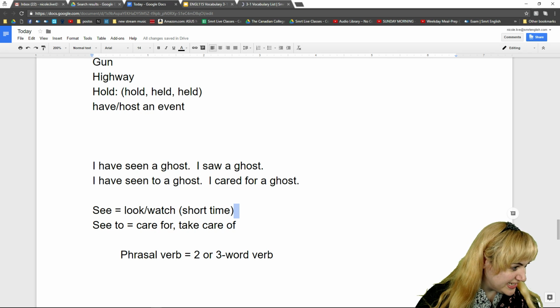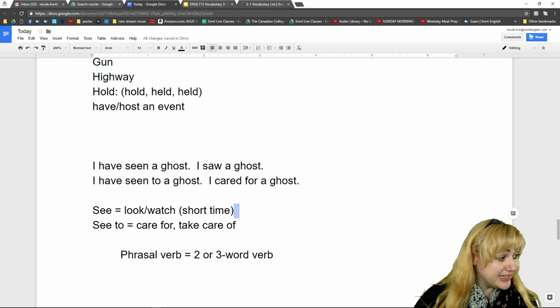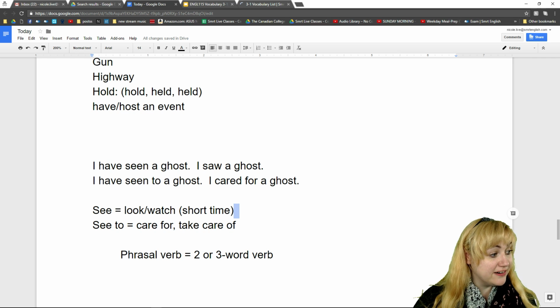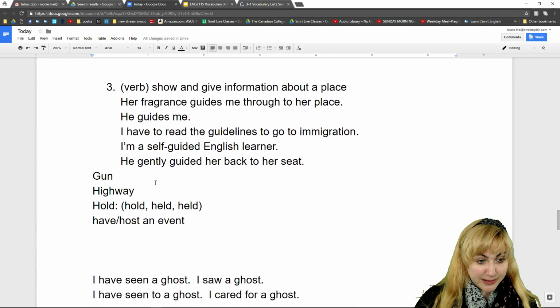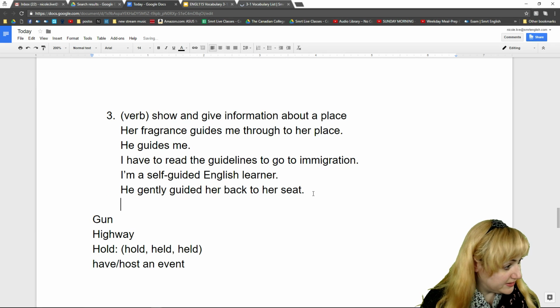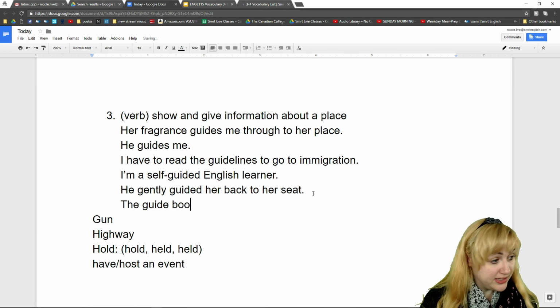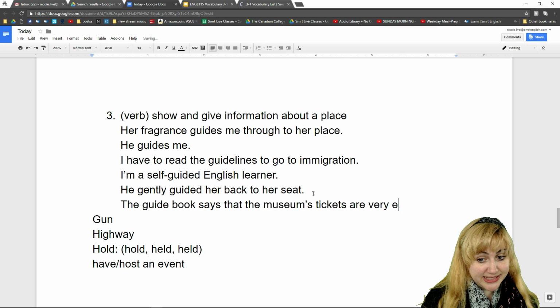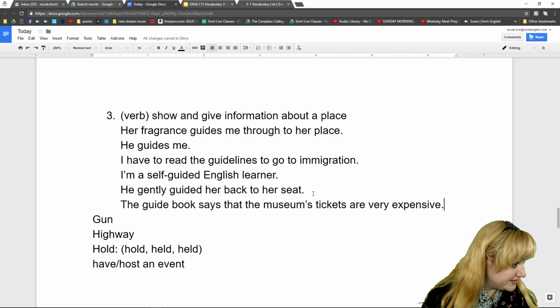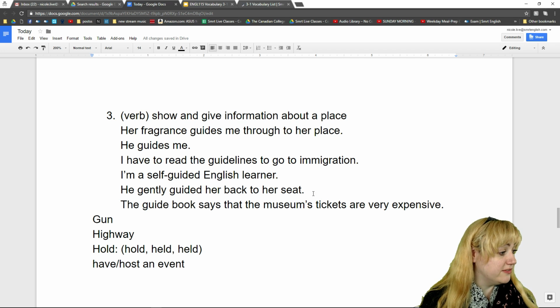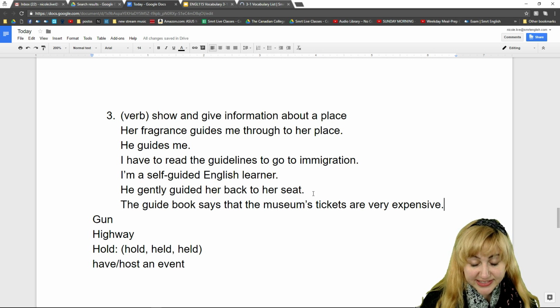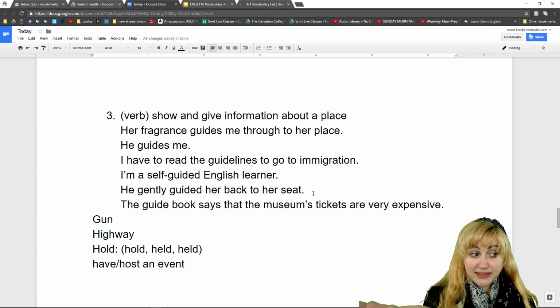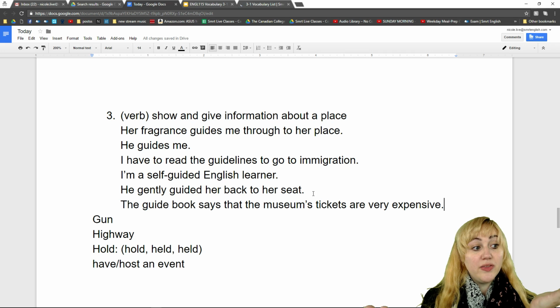Okay, let's see. The guidebook says that the museum's tickets are very expensive. Ooh, that's a good example for guide. So, the guidebook says that the museum's tickets are very expensive. Very nice. Guide me to our sovereign's court. Guide me, it's like show me the way. Oh, very nice. That's a good explanation. Guide me is like show me the way.